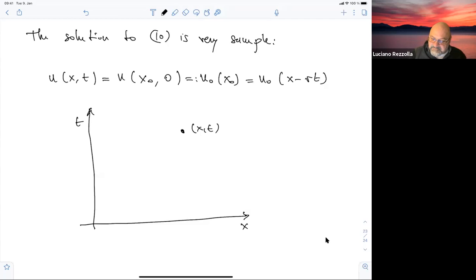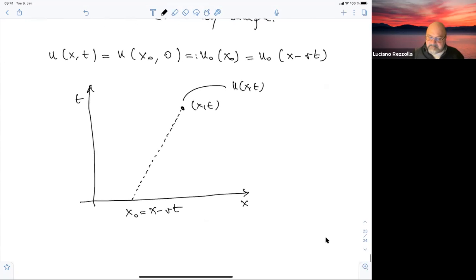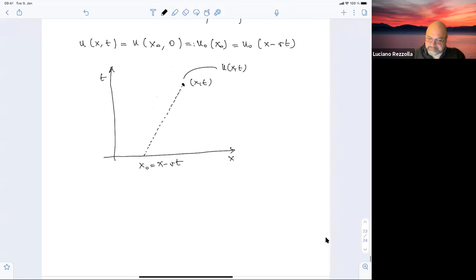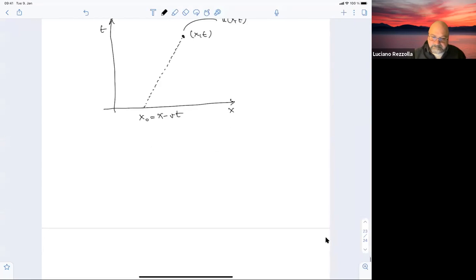You would like to know what is the value of u at this position. So you would like to know what is u at x, t, and all you have to do is go back in time and go back in space to the direction given by the position x naught, which is x minus vt. That's all there is to know about an advection equation, and that is why it's such a simple equation. It's a linear equation.